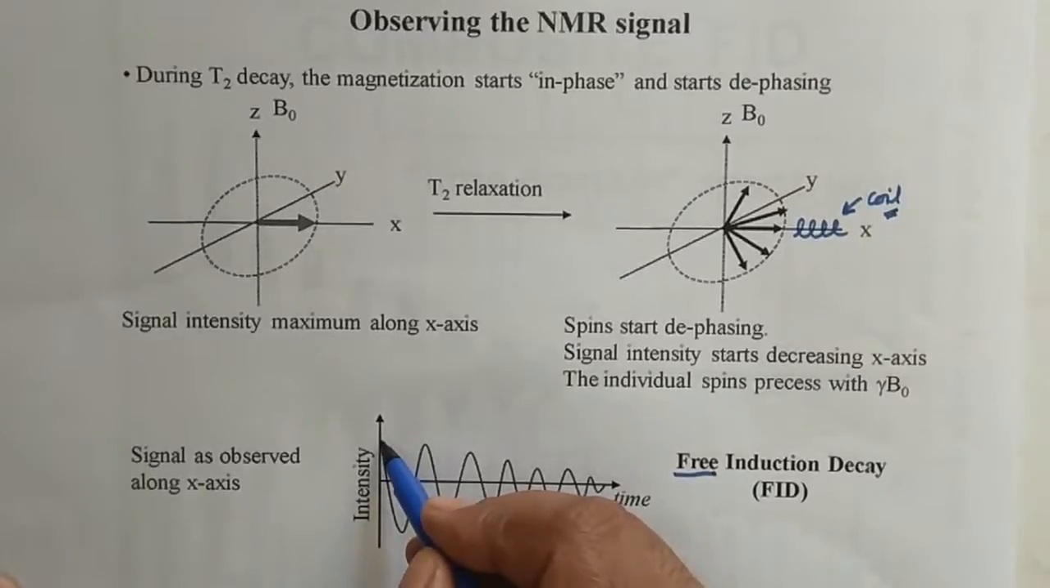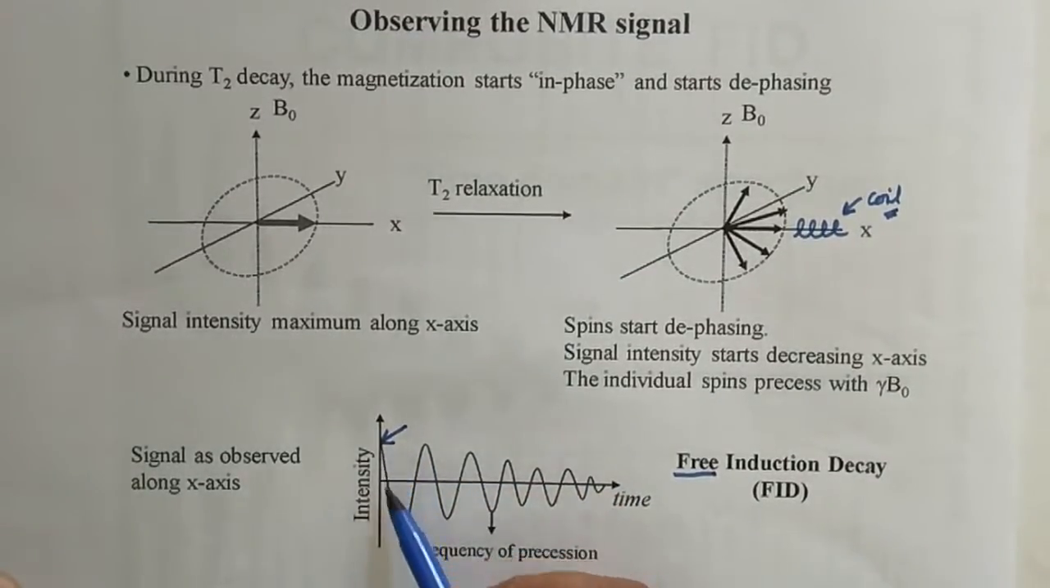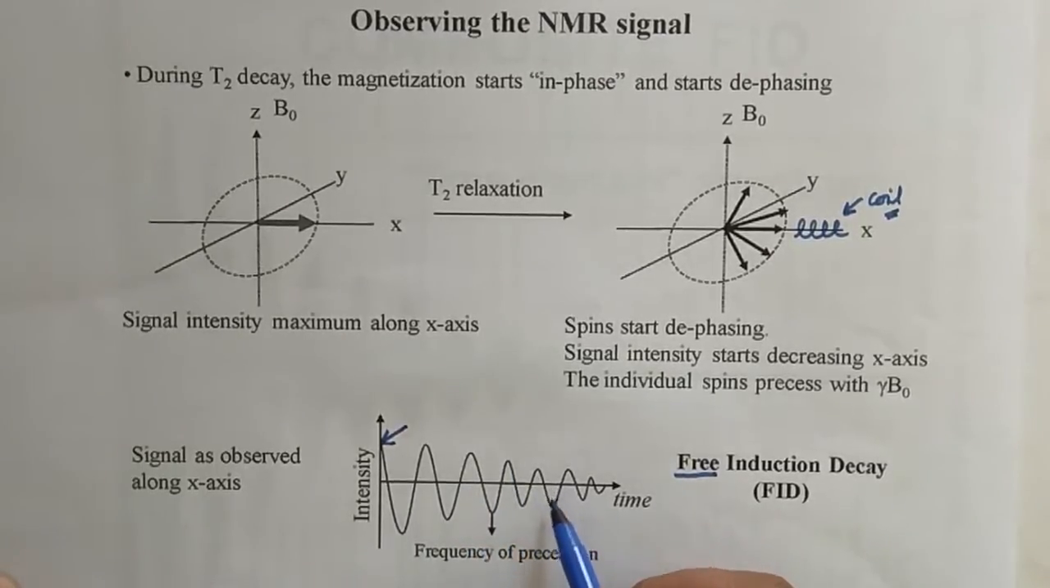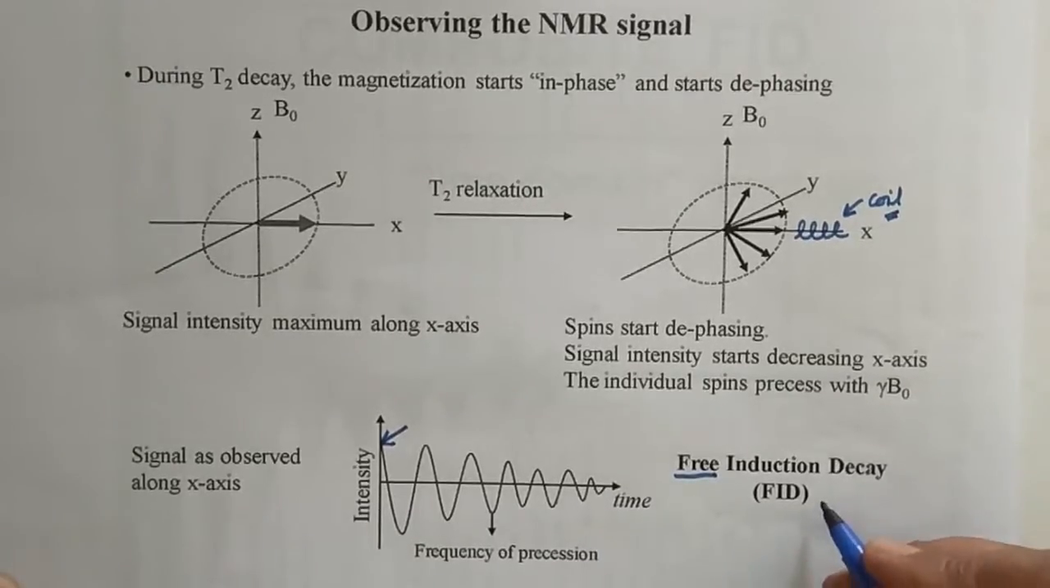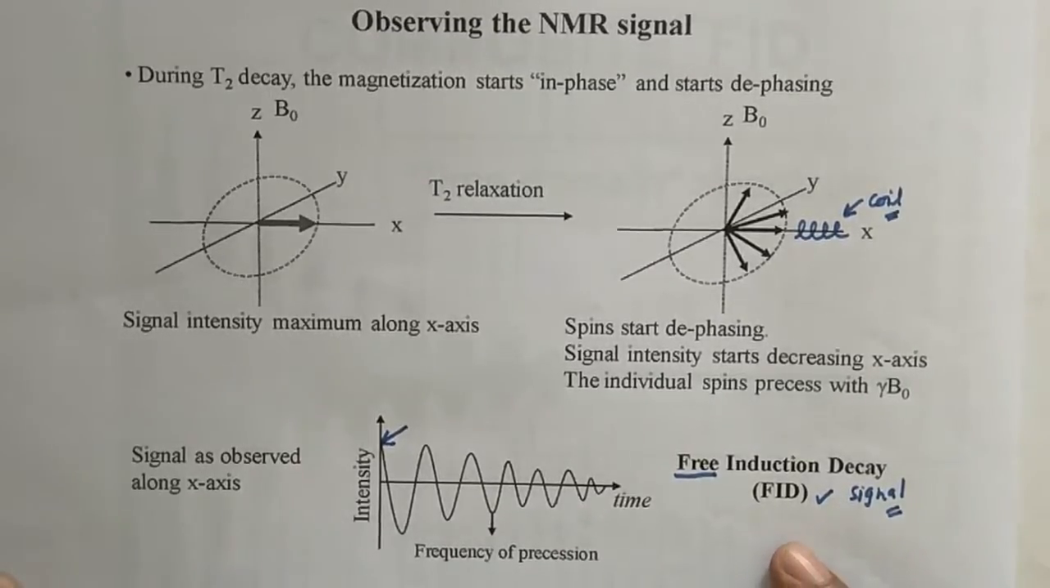So here at this point you can see the intensity of the signal is maximum, and it is oscillating in that manner, right? This is time, and this is the intensity. When time passes, you can see the signal is decaying, and ultimately it will die. And this will give you the FID signal. So this was the concept of the NMR signal which we can get in the form of the FID.